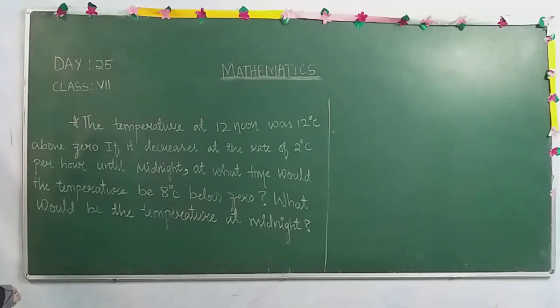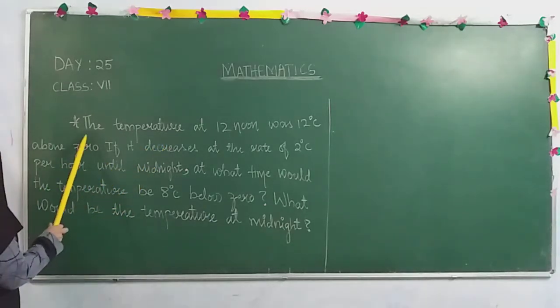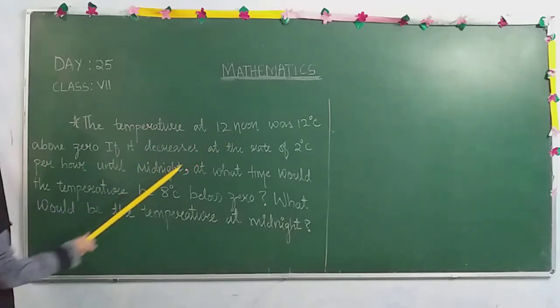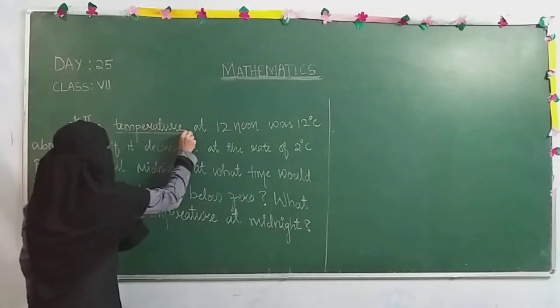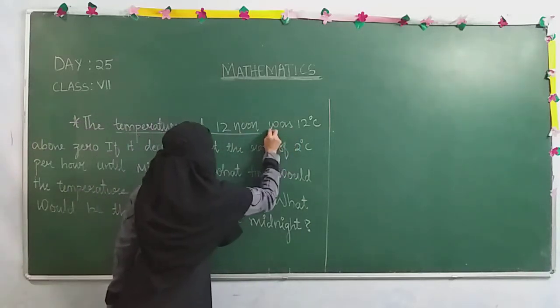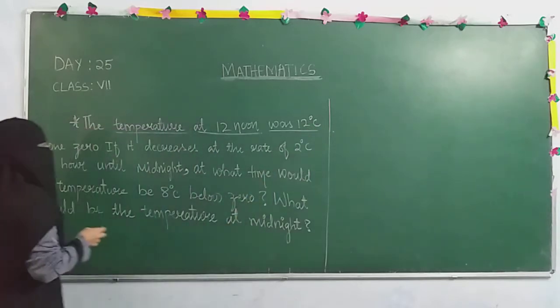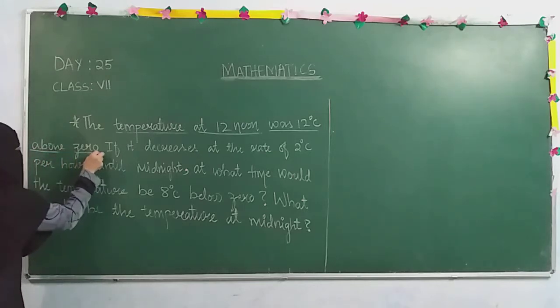So the temperature at 12 noon. Everybody knows 12 noon is the time at which the afternoon starts. What is the temperature at 12 noon? Here we are talking about the temperature at 12 noon, which was 12 degrees centigrade. Along with that, most important, it is mentioned here: above 0.